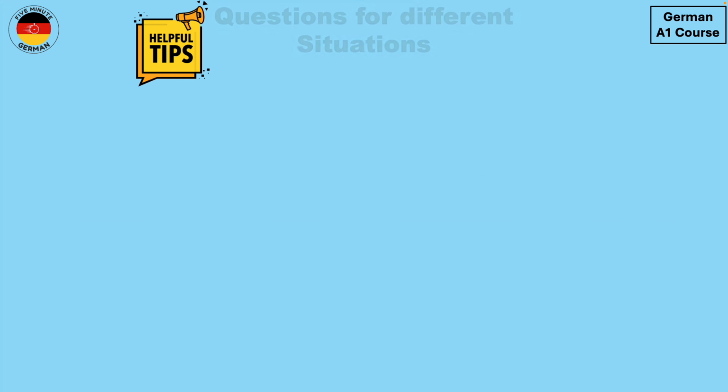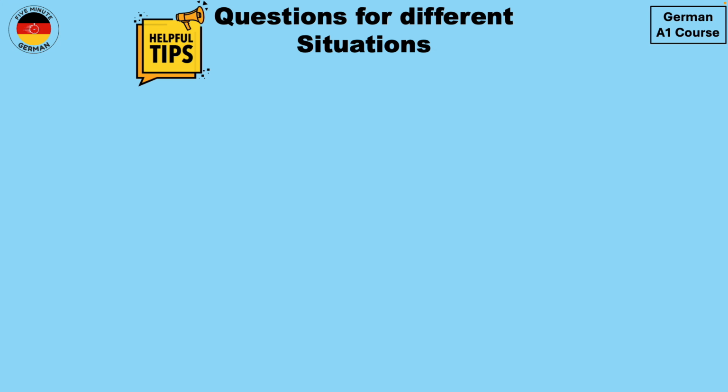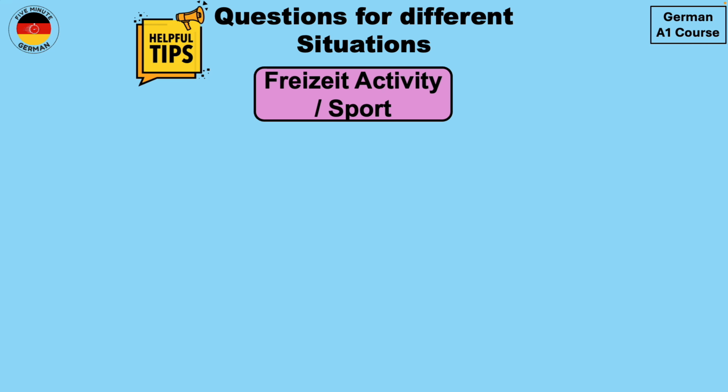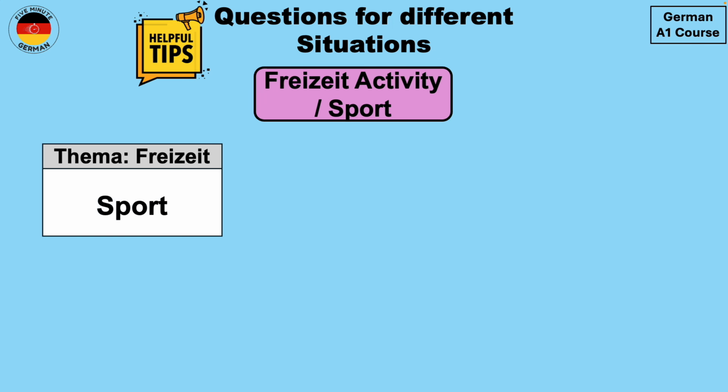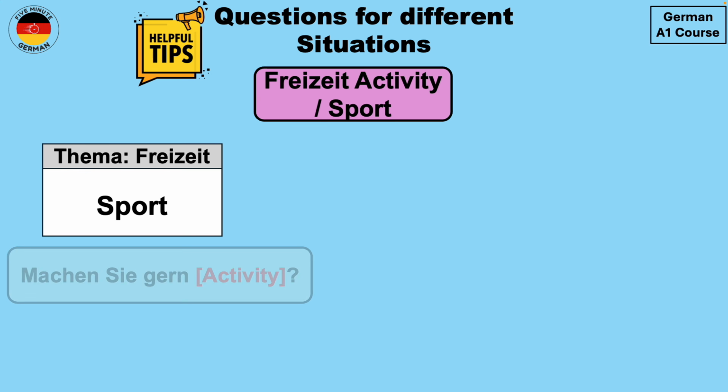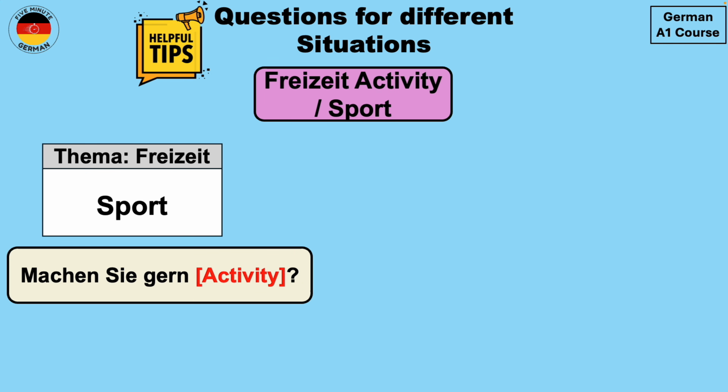Now let me give you some questions for different situations so that if you have any of these situations or any of these topics, then you can use these questions and just put in the word that you have on the card. So let's take a look at questions for Freizeit activity, which is free time activity, or Sport. So suppose that you get the card with the thema Freizeit and the word Sport on it. Then you can use the question Machen Sie gern, then give the activity over here. In this case, Sport is the activity. So you can say Machen Sie gern Sport. So this is how you can make the question.